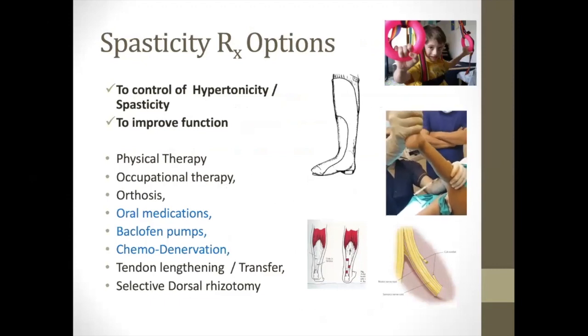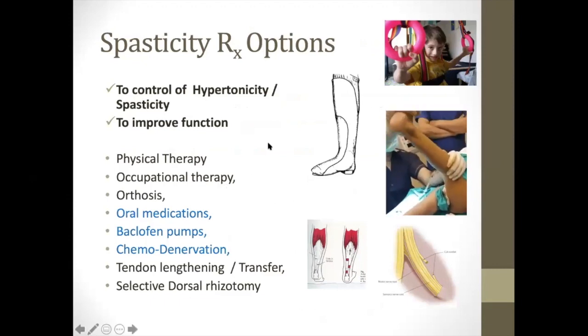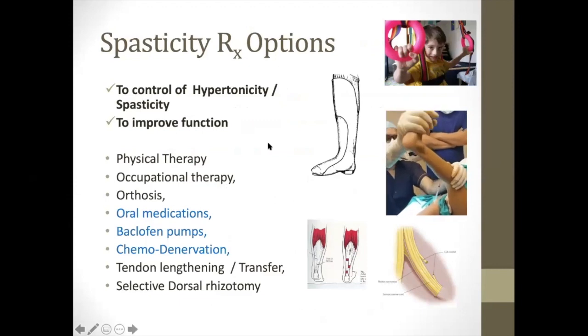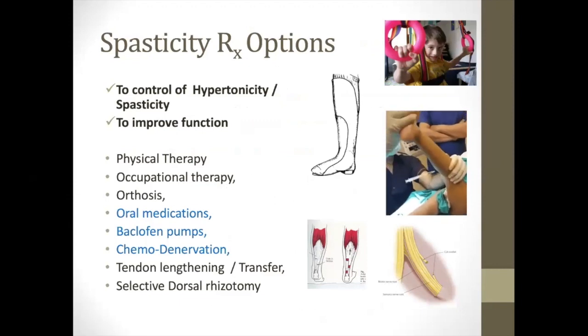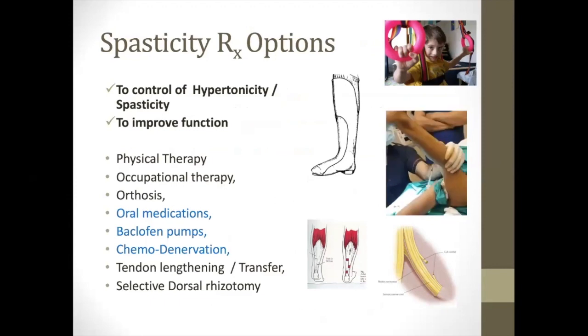So for spasticity in cerebral palsy, we have multiple options. One objective is to control the hypertonicity or spasticity and to improve the function.